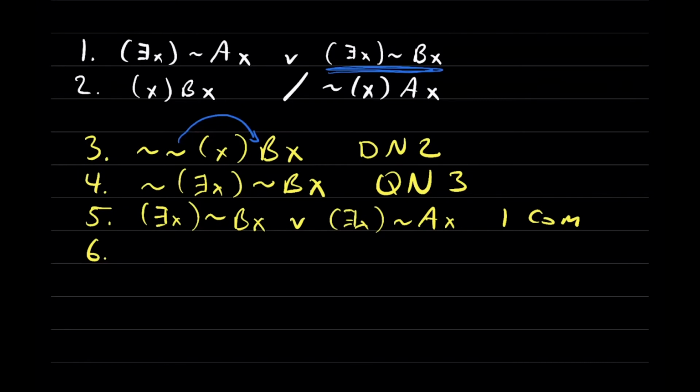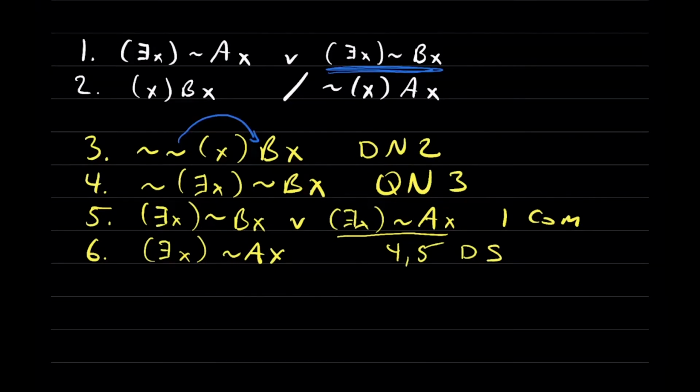Now, happily, line 4 gave us the negation of one of these two disjuncts. So using the disjunctive syllogism rule, we know that the disjunct on the right now has to be true. So there exists some x that is not an A. In other words, this term right here, the right side of that disjunction. And that's going to follow from line 4 and line 5 by disjunctive syllogism, DS.